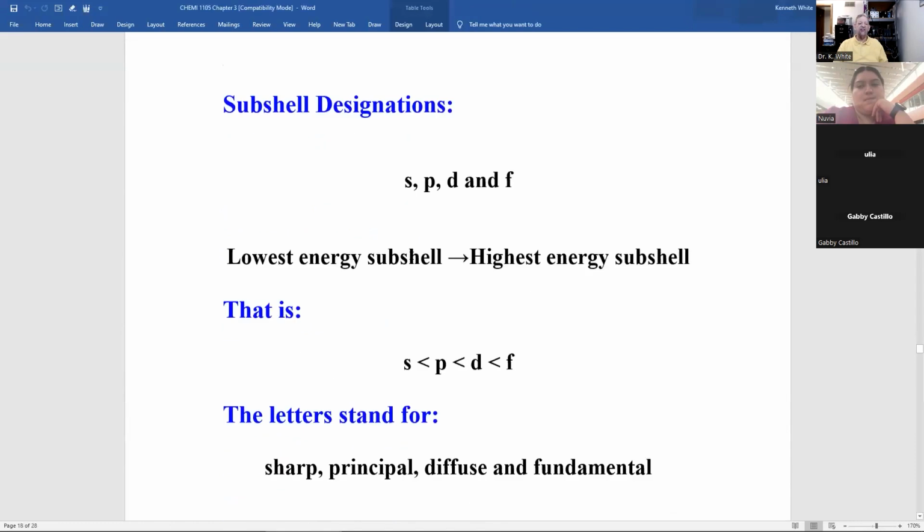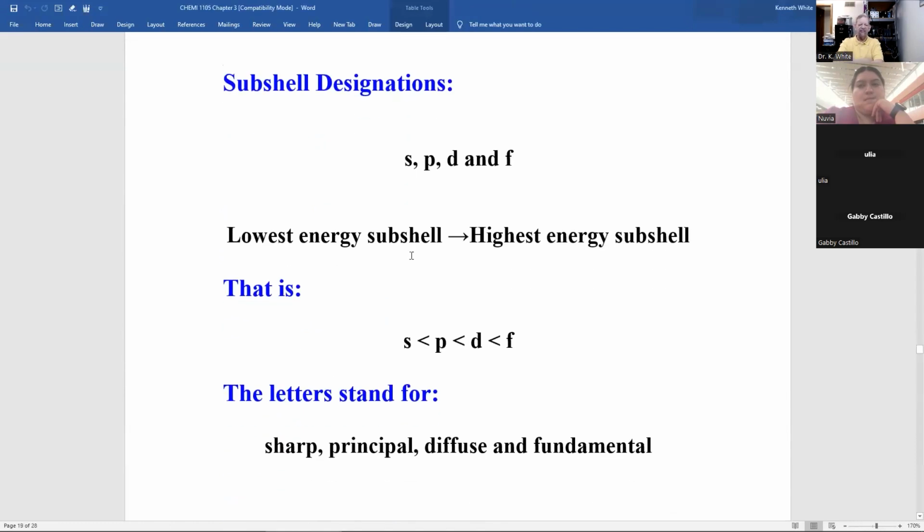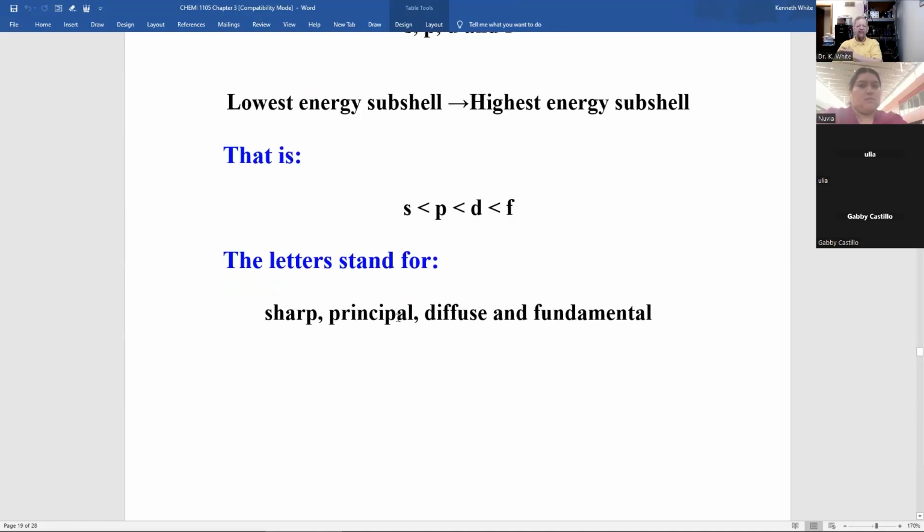Now, we have the subshells, and they have letter designations, S, P, D, and F. S is the lowest energy, F is the highest. I will never ask what the letters stand for, but over the years, a couple of students have asked what they stand for. So it's sharp, principal, diffuse, and fundamental.